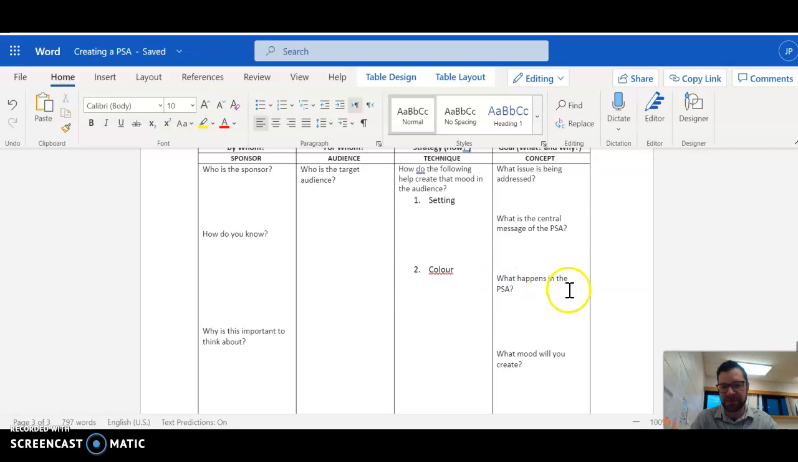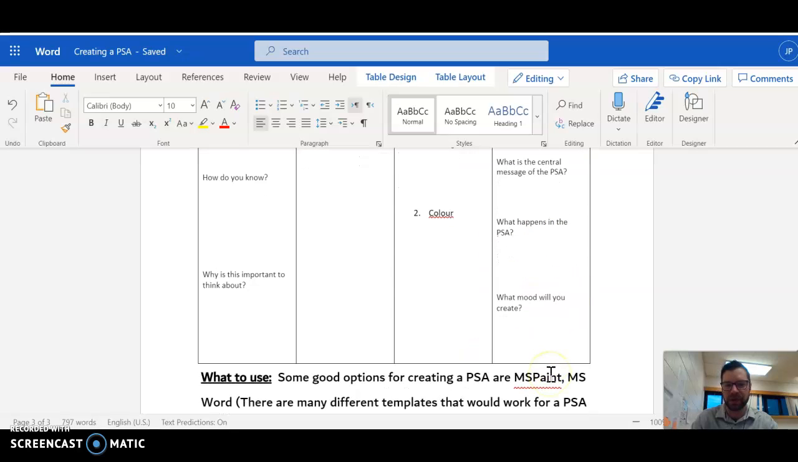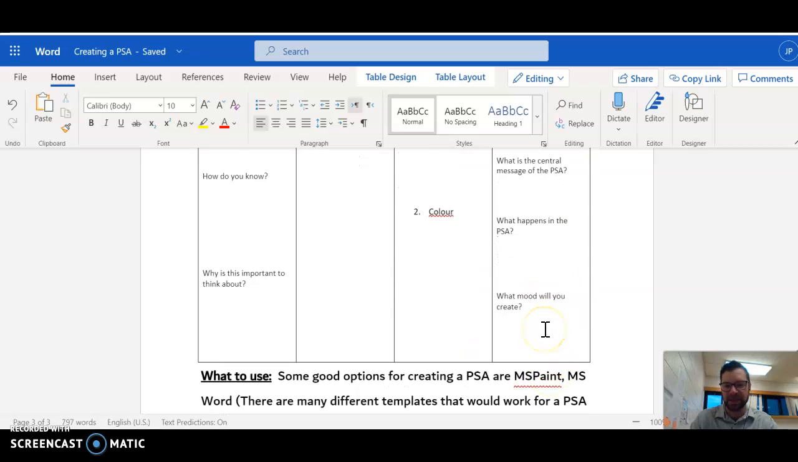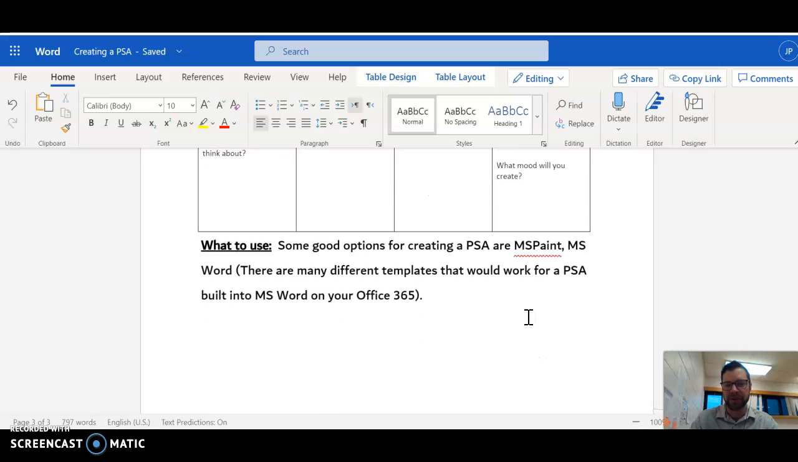Okay, so what happens in the PSA and what mood will you create? Is this going to be something serious like, smoking kills, distracted driving kills, or is it going to be a little bit more lighthearted, like you should eat a balanced meal? Here are some suggestions about Canada's food guide.